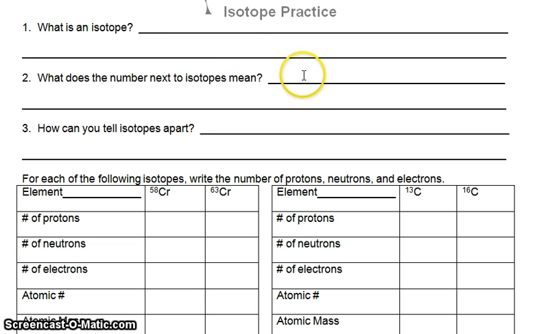And then tell me when, for instance, we saw C14 and there was that 14 up above on the left and the 6 down below, what do those two numbers mean? What do they tell us about the structure of the isotope? And then how would you be able to tell the isotopes apart? What if you were looking at it at an atomic level, what would you see differently? So those should all be in your own words.